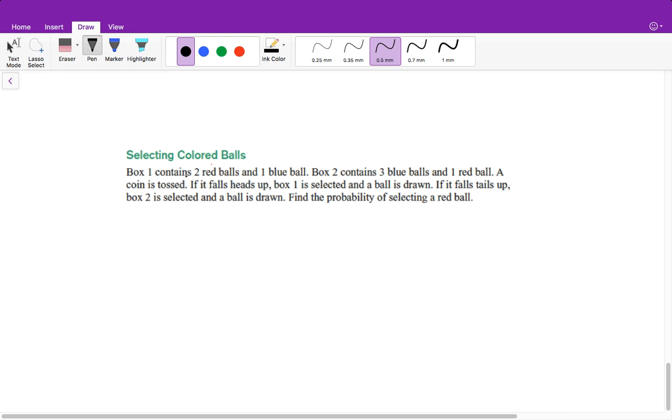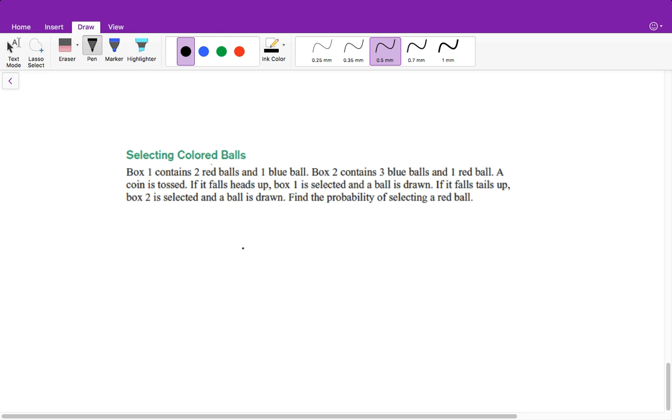So here we have box 1 contains 2 red balls, 1 blue ball. Box 2 contains 3 blue balls, 1 red ball. A coin is tossed. If it falls heads, box 1 is selected, and a ball is drawn. If it falls tails, box 2 is selected, and a ball is drawn. Find a probability of selecting a red ball.